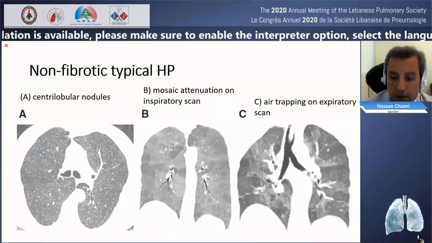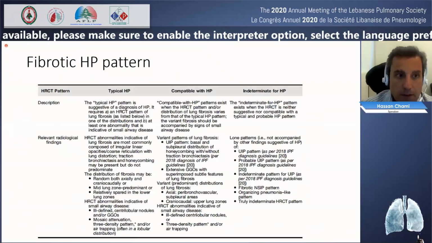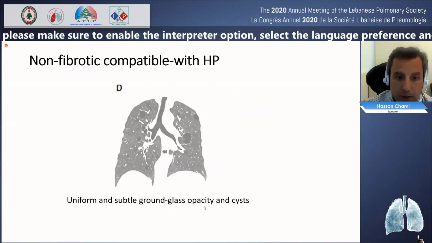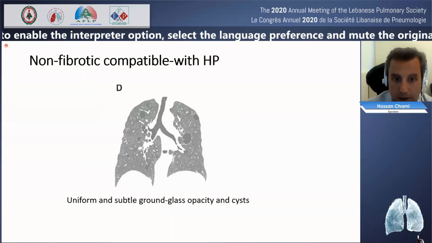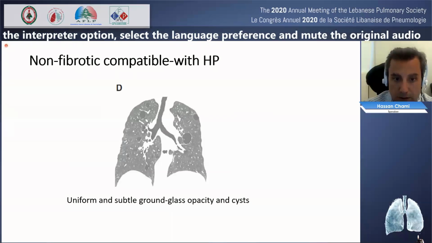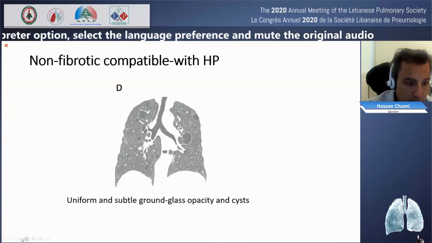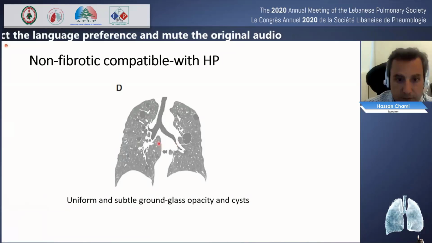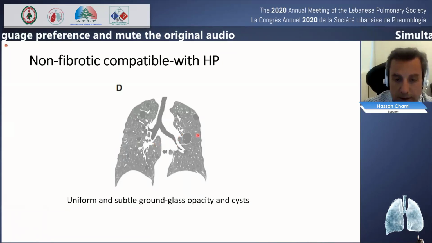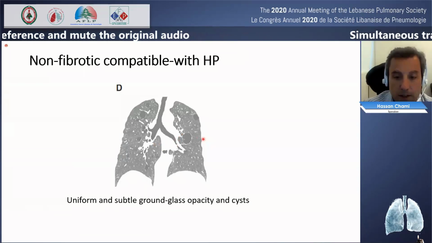Now, the non-fibrotic compatible with HP is this pattern that I told you about of uniform and subtle ground glass that you could find on the CT here. I think maybe I could show you with a laser pointer over here, and the non-subtle cysts.